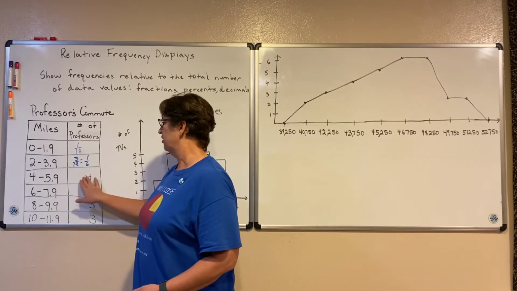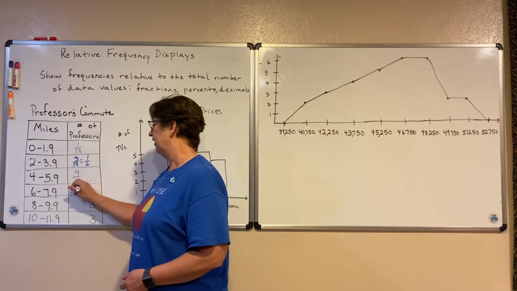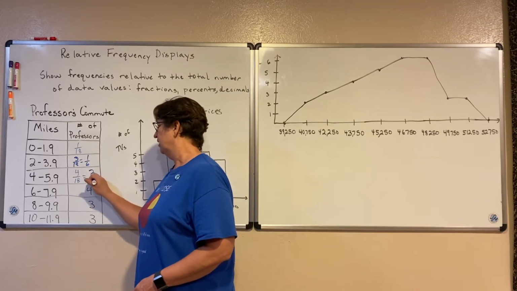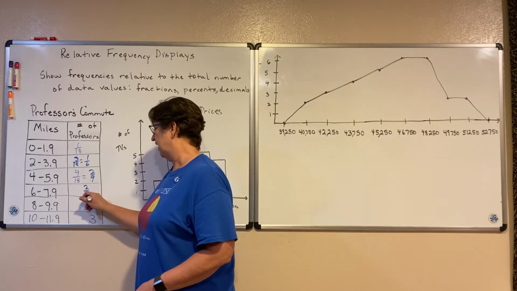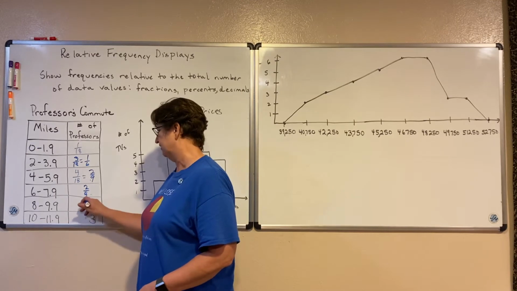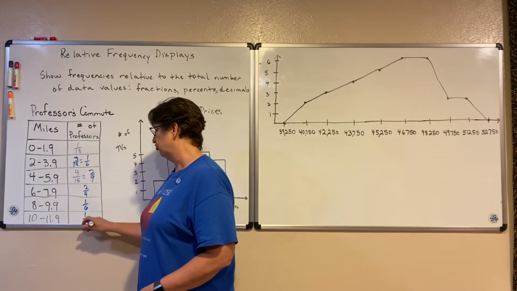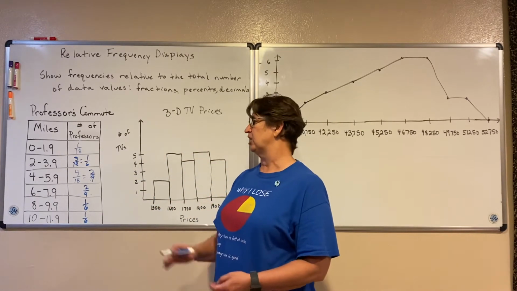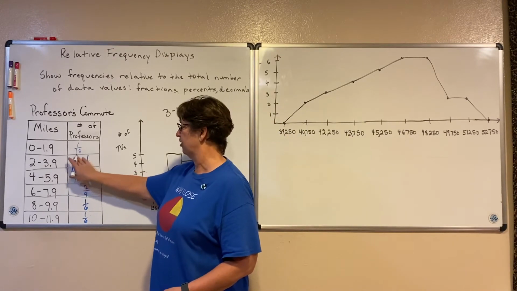Then 4, I'm going to put that 4 over 18, over the total number. And then I'm going to reduce that fraction to 2/9. And this same 4 will also be 2/9. And my 3 will also be 1/6 because it'll be 3/18. And this 3 will also be 1/6. So to turn it into a relative frequency table, I just add it up and then put my frequencies over the total number.